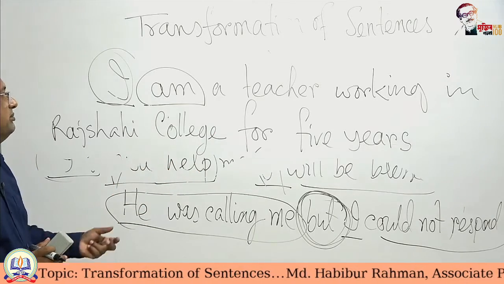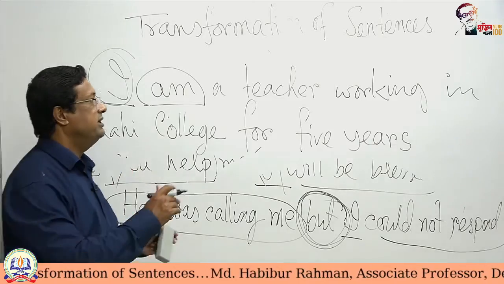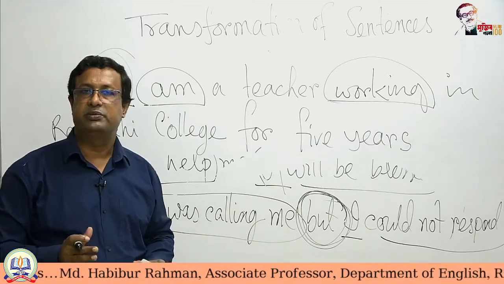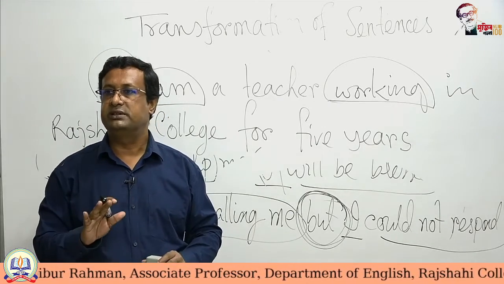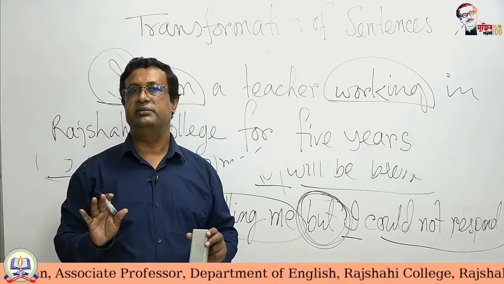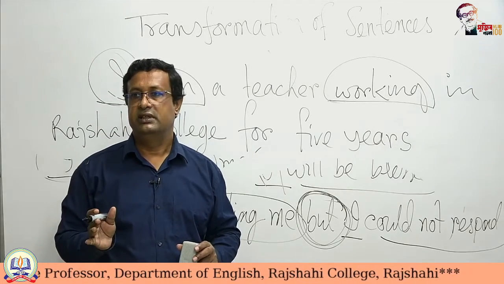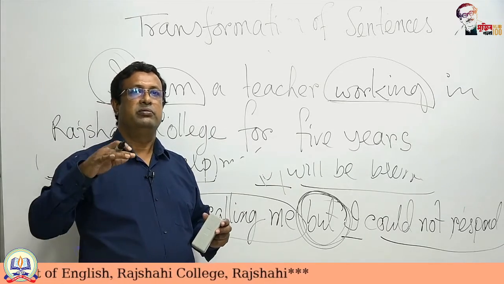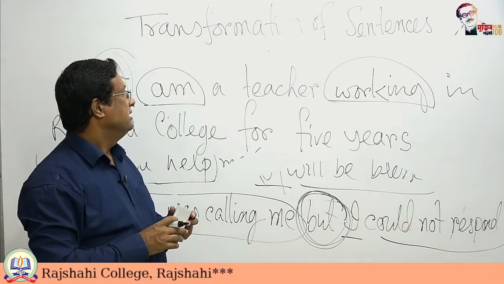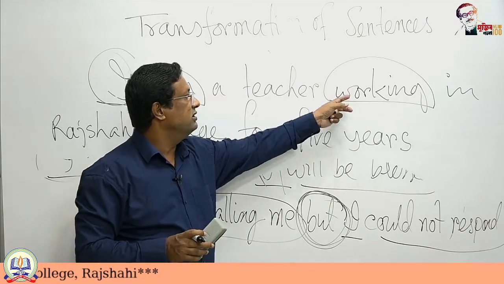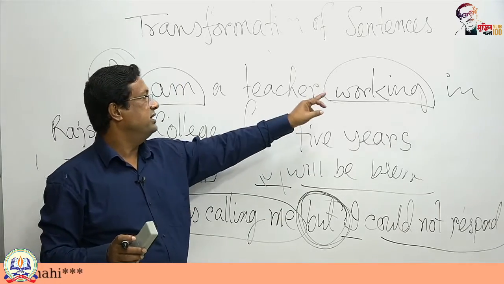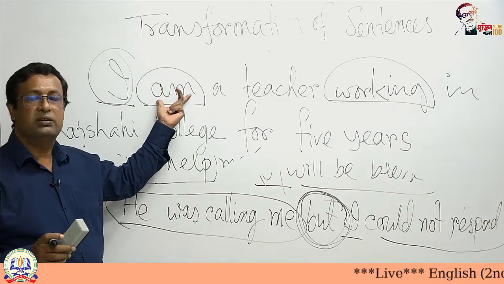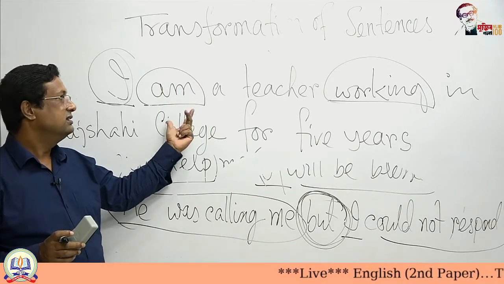I have added this, but there is no finite verb. Okay, I have added a verb, but that is a present participle. And you know present participle, past participle and infinitive are called non-finite verbs because they don't change for any tense or person, and that is why working is a non-finite verb. So despite my adding working in Rajshahi College, it does not make it a complex or compound sentence. It remains a simple sentence.